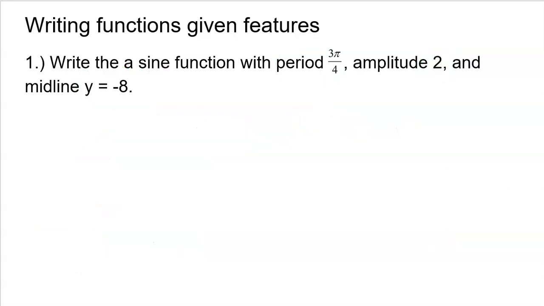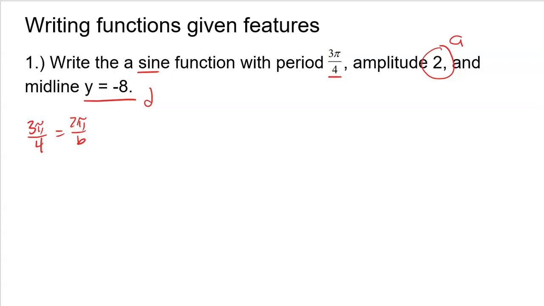All right, let's try another one here. This time, sine function. Period is 3 pi over 4. Amplitude, there's my A. That's easy. Midline, there's my D. That's easy. The only thing that's tricky is, again, solving. So we know that the period length equals the formula 2 pi over B. So what we have to do now is solve for that B value.